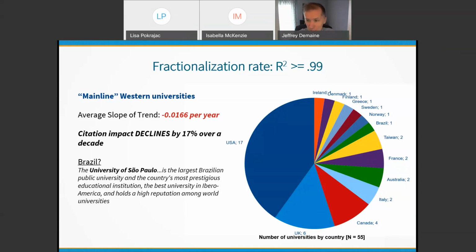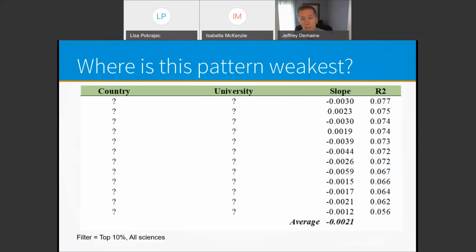I chose a sample set here of the 55 highest ranked universities. The previous screen just showed you the top 10, but here's 55 of them. And you'll notice a geographic breakdown. All of these universities tend to be in rich, advanced Western economies. They have an average slope of negative about 1.6% per year, which is to say that these top universities, Harvard, Cambridge, all those ones, are seeing their research impact decline by about 17% every decade.